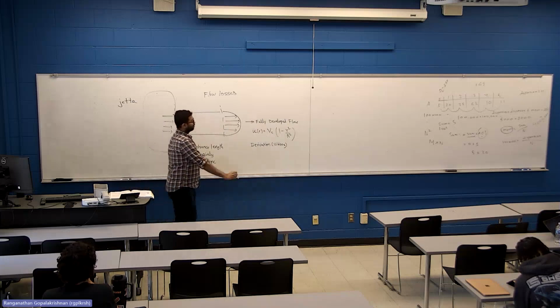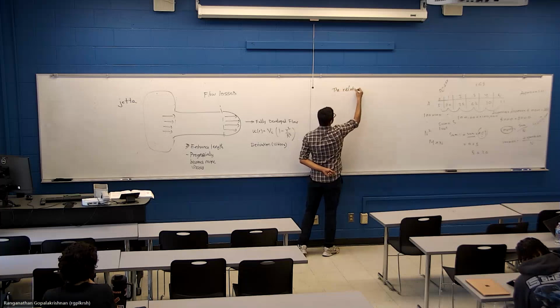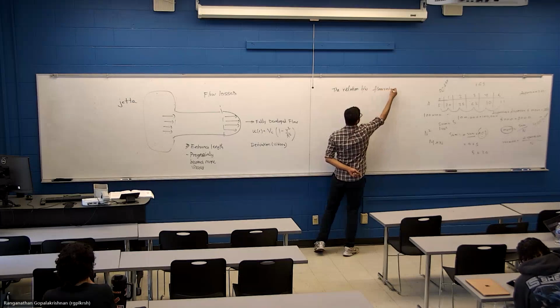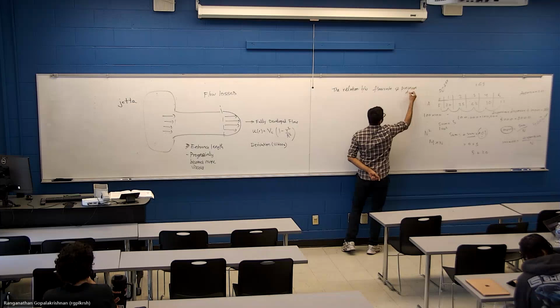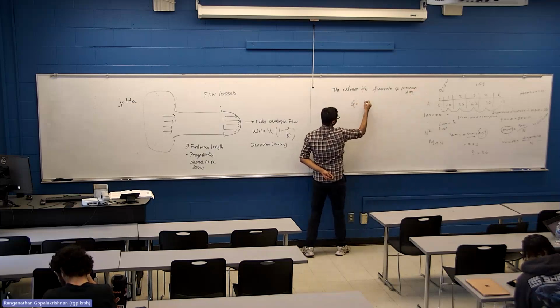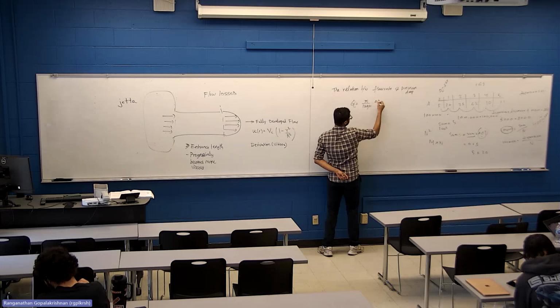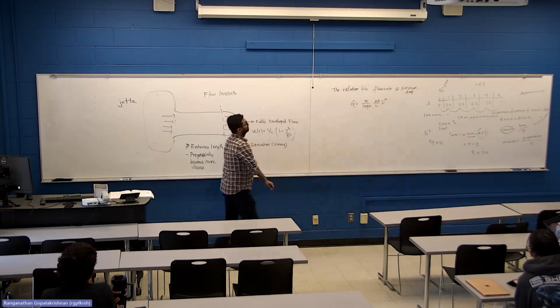For fully developed pipe flow, the relation between flow rate and pressure drop is known to be Q equals pi over 128 mu, where mu is the viscosity of the fluid, times delta P over L times diameter to the fourth power.